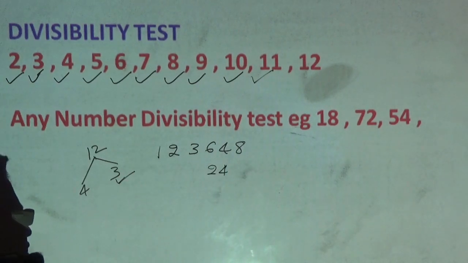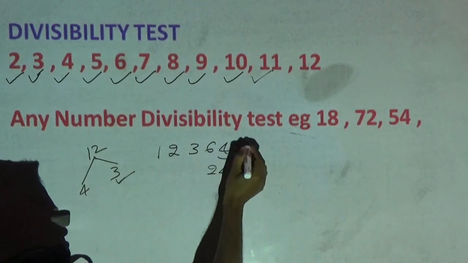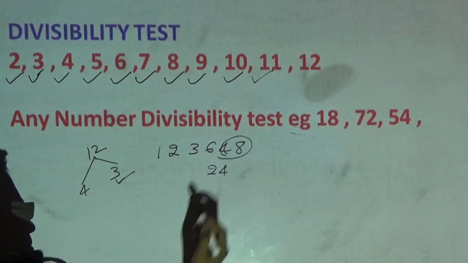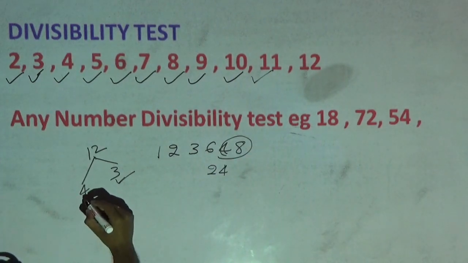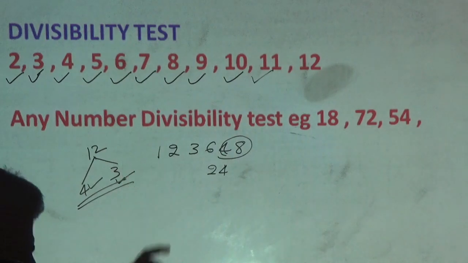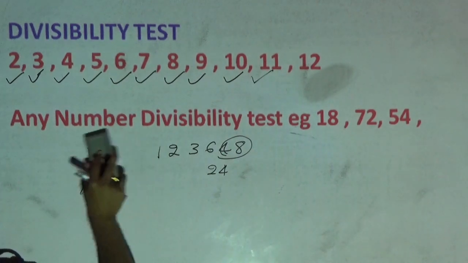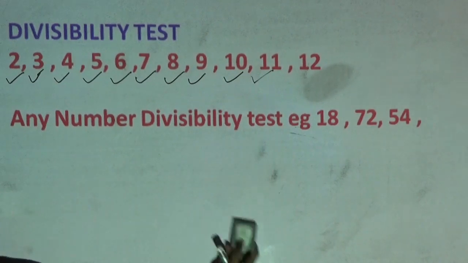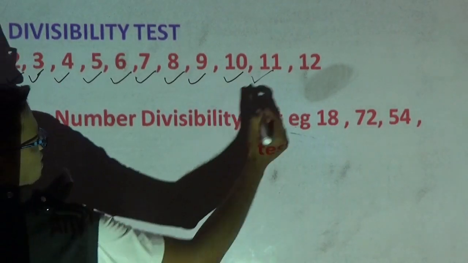Yes, then how to check a number is divisible by 4? Last two digits only I will check. This is divisible by 4, therefore it is divisible by 3 and also by 4. Therefore this entire number is divisible by 12. Hope you understood how to check a number is divisible by 12.